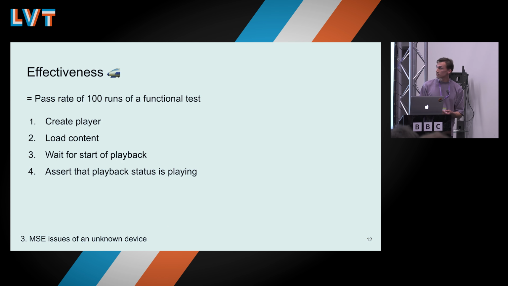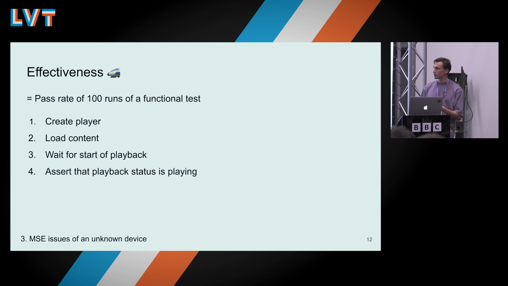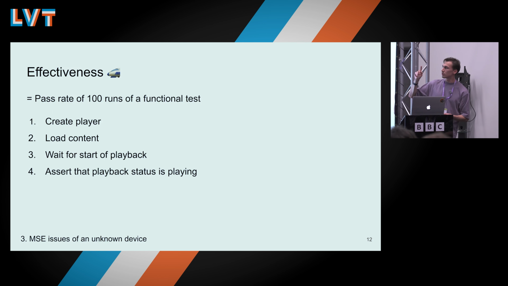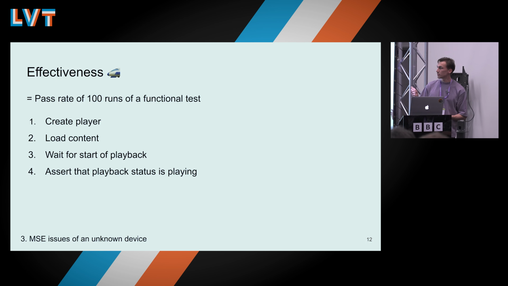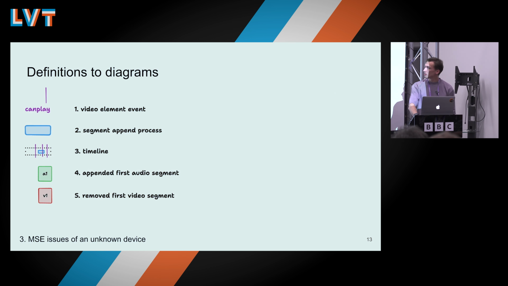I need to measure effectiveness somehow, and in this case I use a functional test. The functional test is what we currently test to verify if it's working or not, and I use the pass rate of 100 rounds of the same functional test, which includes creating a player, loading content, waiting for playback to start, and then asserting the playback is playing. If it is, then it passed, and if not, it failed. So from all of them we calculate the effectiveness.